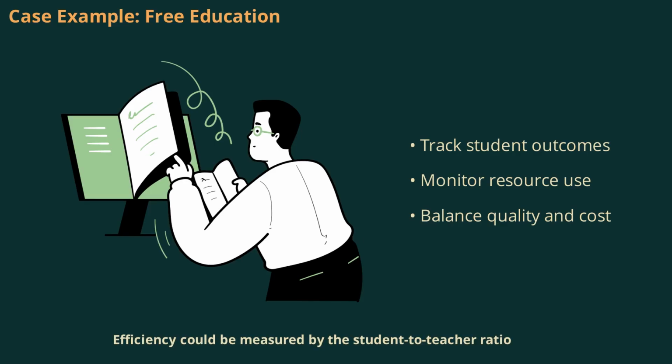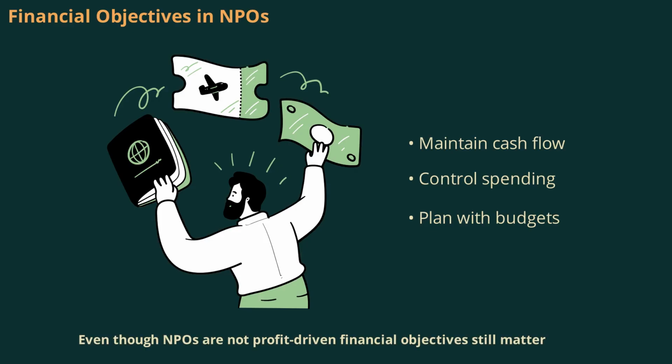Efficiency could be measured by the student-to-teacher ratio or the number of students trained per hour. Economy would focus on how much is spent on maintaining the school and paying staff, comparing actual expenses to the budget. Balancing these measures ensures that even though NPOs are not profit-driven, financial objectives still matter. They must ensure that there is enough cash flow to support their activity and that spending stays within budget.